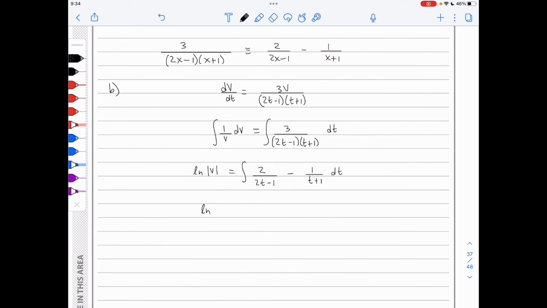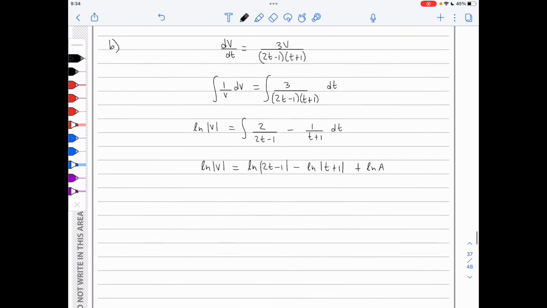So we have that ln of the modulus of v is the integral of this. Now the integral of 2 over (2t - 1), notice that 2 is the derivative of the denominator, so the integral will simply be ln of the absolute value of 2t - 1, minus the integral of 1 over (t + 1), which is ln of the absolute value of t + 1, plus a constant of integration which I can call ln A.